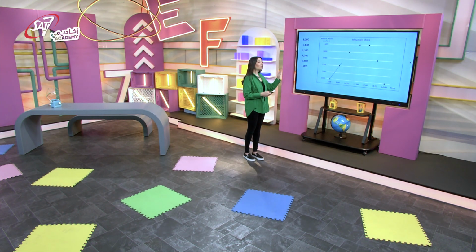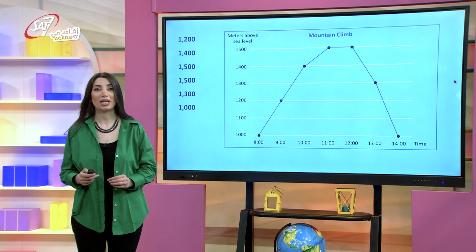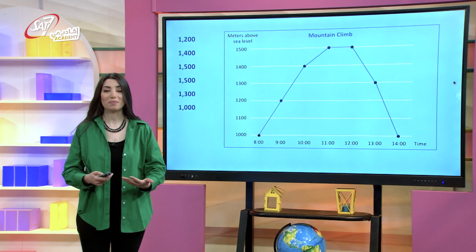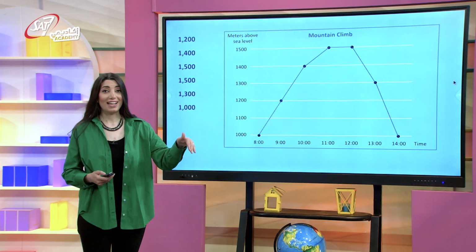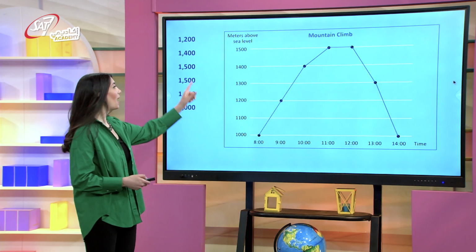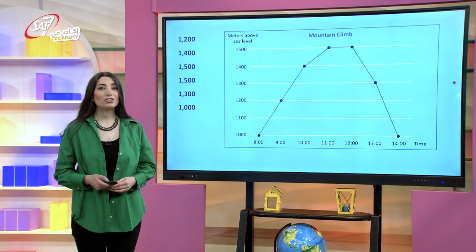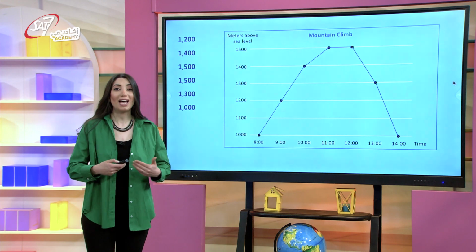Next, we connect these points, and here's our line graph. It represents the Haddad's mountain hike and the distance they crossed. We see a curve and a straight line on top, representing the lunch break they had over 1 hour. We also notice that it took the family less time to walk downhill.